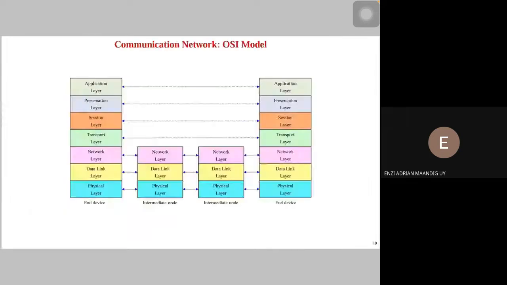So let's move to kuan. Kani dahil na po nga klase nga train of thought under ni siya sa communication network. Who here has already heard of this term before, the OSI model?